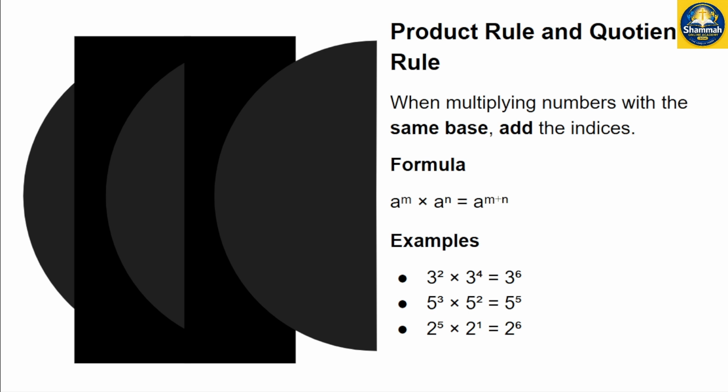Examples: 3 raised to the power 2 times 3 raised to the power 4 will simply be 3 raised to the power 2 plus 4. 5 raised to the power 3 times 5 raised to the power 2 is simply 5 raised to the power 3 plus 2, which gives us 5 raised to the power 5. Then we have 2 raised to the power 5 times 2 raised to the power 1, which is simply 2 raised to the power 5 plus 1, and that gives us 2 raised to the power 6. That is that on the product rule.